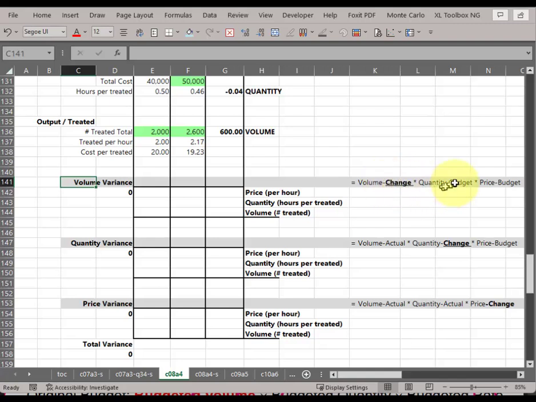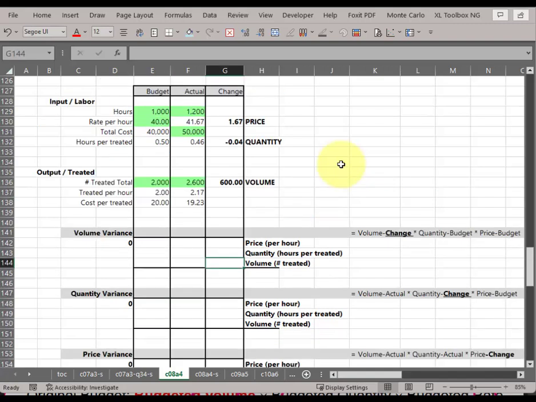From the textbook, and I put them over here for your convenience so you can see whether we're doing actuals and so forth. Going back to what the textbook said, volume variance is going to be the volume change times the budgeted quantity and the budgeted price. So let's just start filling in the blanks.